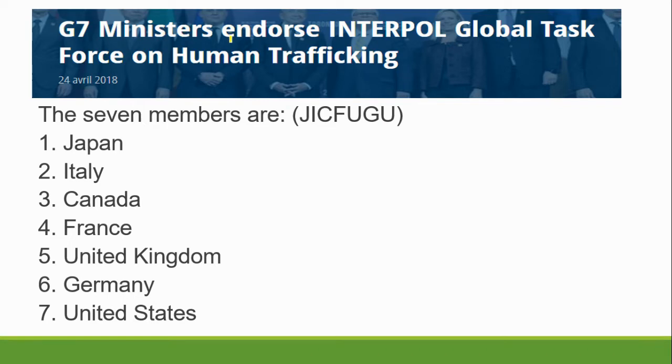G7 Ministers endorse Interpol Global Task Force on Human Trafficking. G7. So, ito, kasi they advocated for protection against human trafficking, no? So, lumabas sa board exam. Ano ba dito? Which of the following is not part of G7? Yan. So, G7 means, ito yung 7 advanced countries. Ano yun? Japan, Italy, Canada, France, United Kingdom, Germany, and United States.